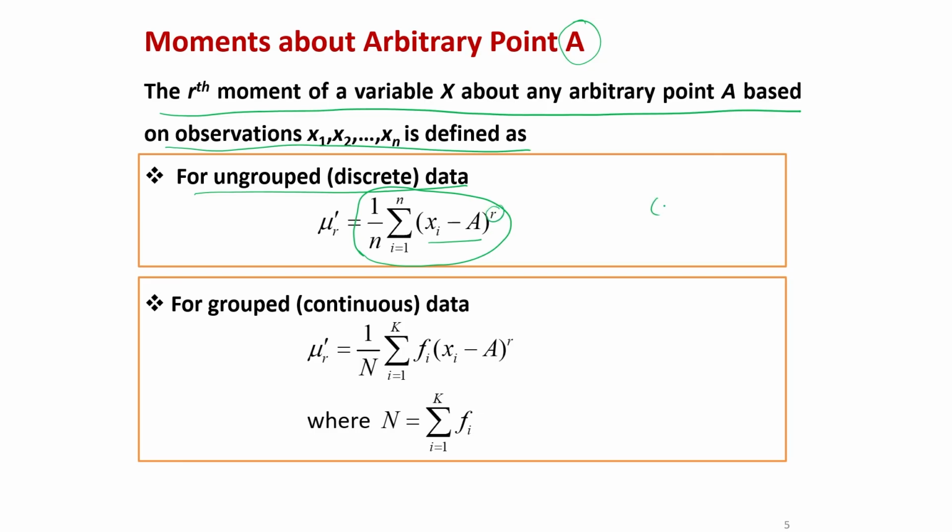Right. So what we are trying to do is find the deviations of the individual data points around A. Then I take the rth power, and then I find its arithmetic mean. It's like this, and this is denoted here as mu r prime. So that's the standard notation for this rth moment.